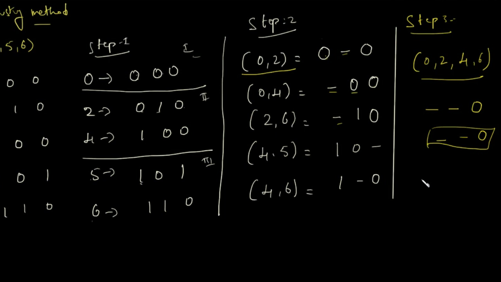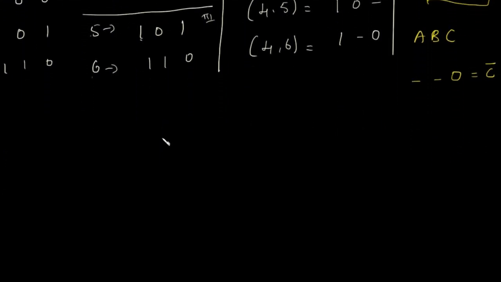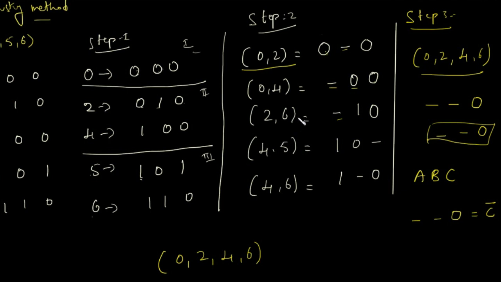So we are given 3 variables, A, B and C, right? Out of which A is dash, B is dash and C is 0. So if C is 0, we can come to the conclusion that C bar is what we are getting, right? Now we can make a table like this. We can make a table 0 comma 2 comma 4 comma 6, right? This is the group. Which one from your step 2 is left out?